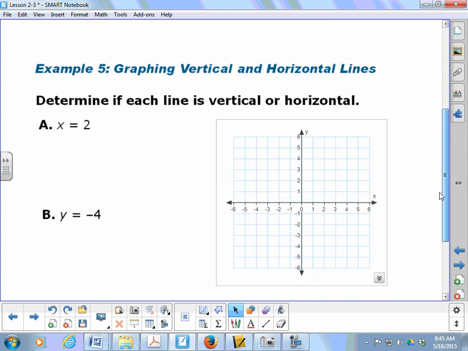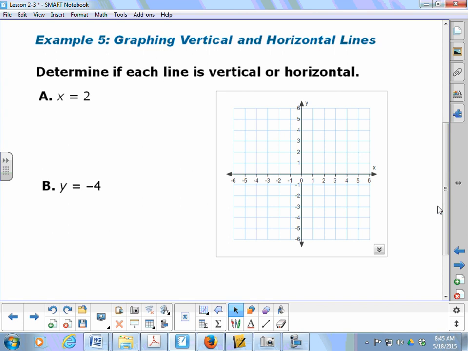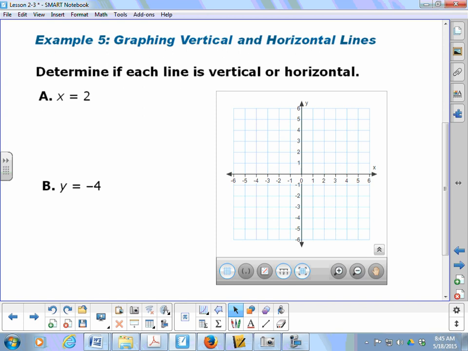So here we have letter A, x equals 2. So when x equals 2, it could be a 2 there. It's 2 there. It's 2 here. It's 2 here. 2 there. 2 there. It's 2 down here. All right. That's a vertical line where x equals 2. So I draw a vertical line.